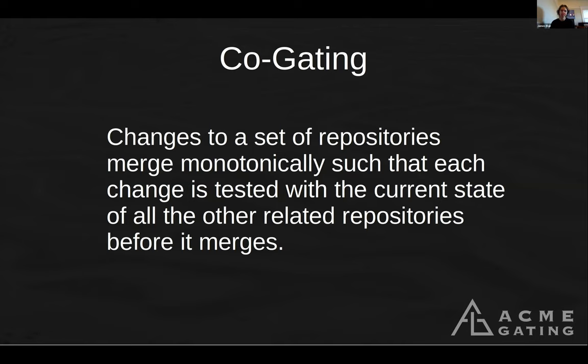So this might be a sequence of changes that are all interdependent, or at least have a dependency relationship between them. And so co-gating is saying that all of these different projects are gated together. They're never going to break each other because you test every change to each of them before they merge.